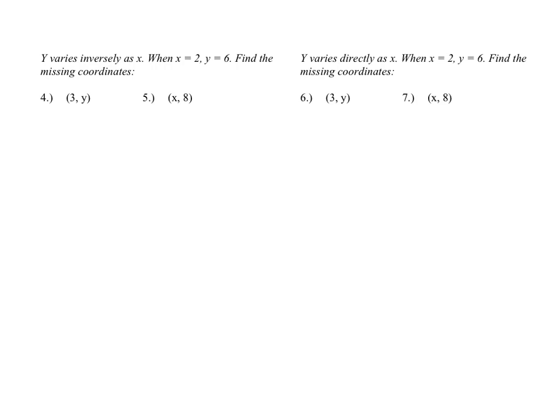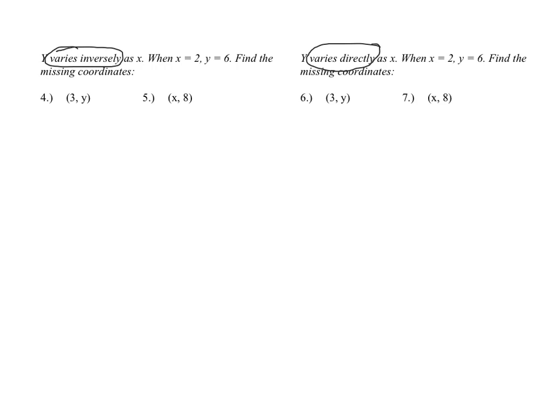So the next section, pay very close attention to the fact that it says varies inversely on the first section, and then 6 and 7 is varies directly, right? They're going to have different answers. They're the same ordered pairs, different answers. All right, so let's take 4 and 5. You have to take the directions: y varies inversely as x. When x equals 2, y is equal to 6, find the missing coordinates. You can't find those missing coordinates until you know what the equation is.